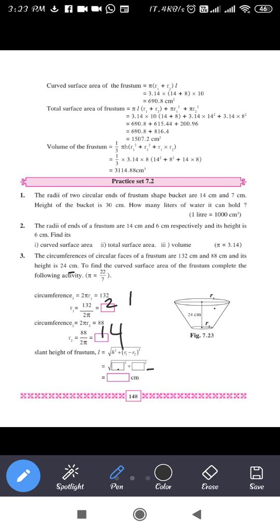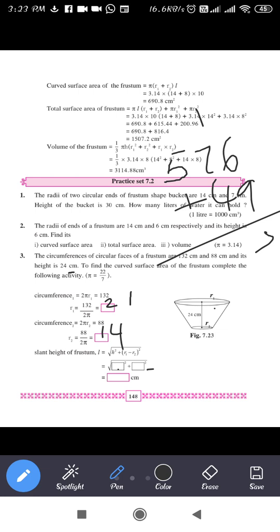When you add that, you will get 9 plus 6, that is 15. 1 carry, 7 1 8, 12, 1 carry. So you will get 625. So the square root of 625 is what? 25. So you will get the slant height of the frustum as 25 centimeter.